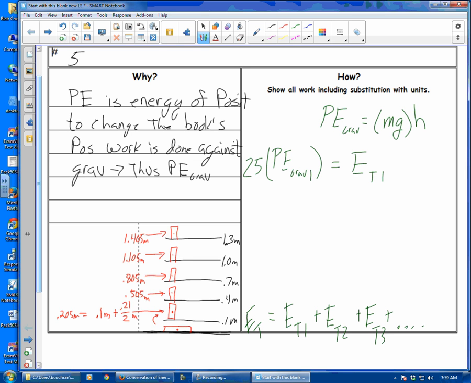So like for the first one, you do 25, and in here you're going to have mg h1. That's going to equal energy total 1. And now it's just a substitution in. They tell you m, you know g because you know what planet you're on, and h1 is going to be that 0.205 meters that we just discussed.